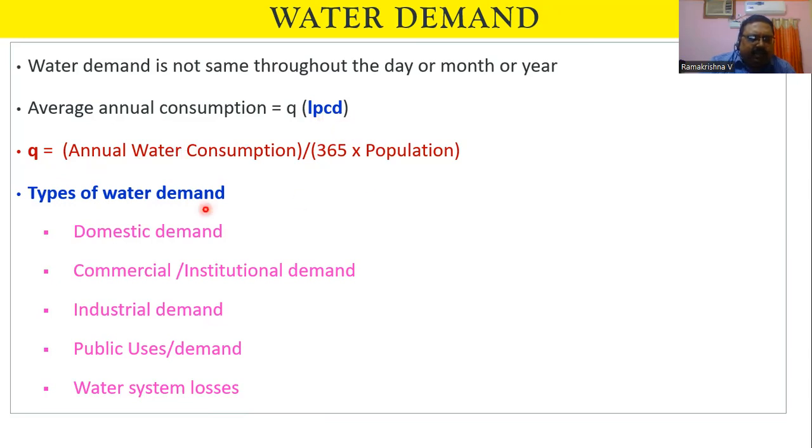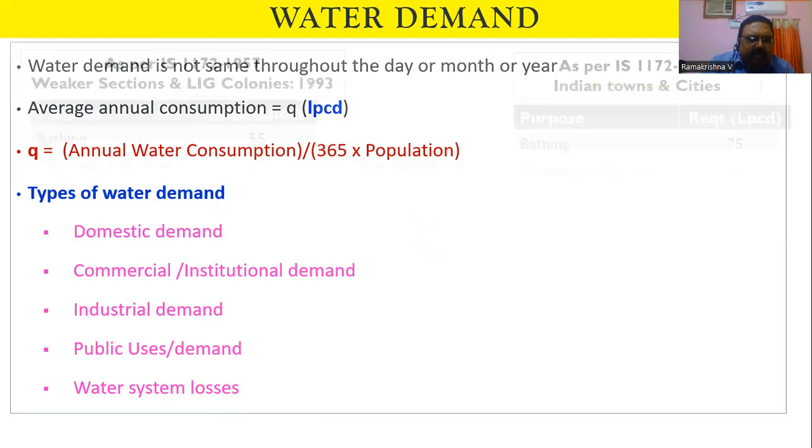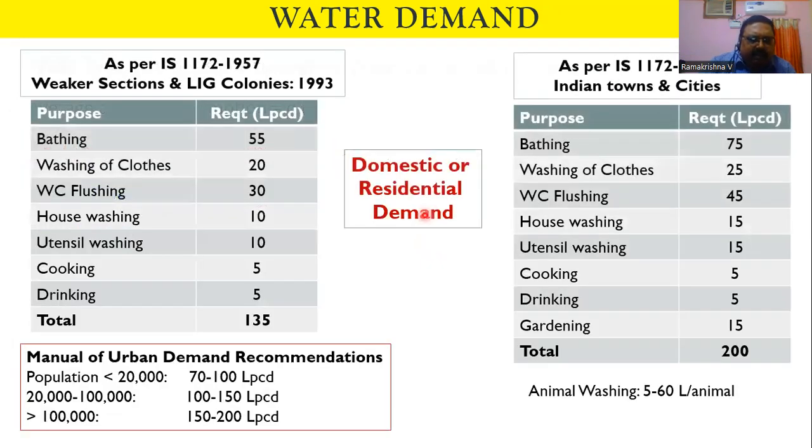So if you look at the different types of water demand: domestic demand, commercial and institutional demand, industrial demand, public uses or public demand, and water system losses. These are some of the different types. Let us see one by one. The domestic or residential water demand is based on the day-to-day activities in the houses.